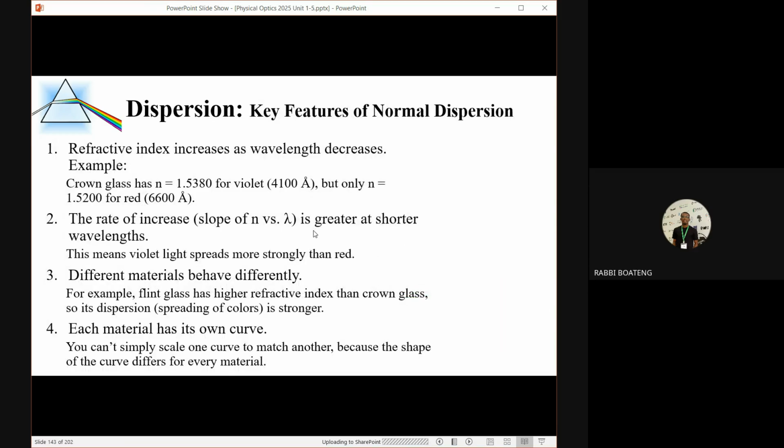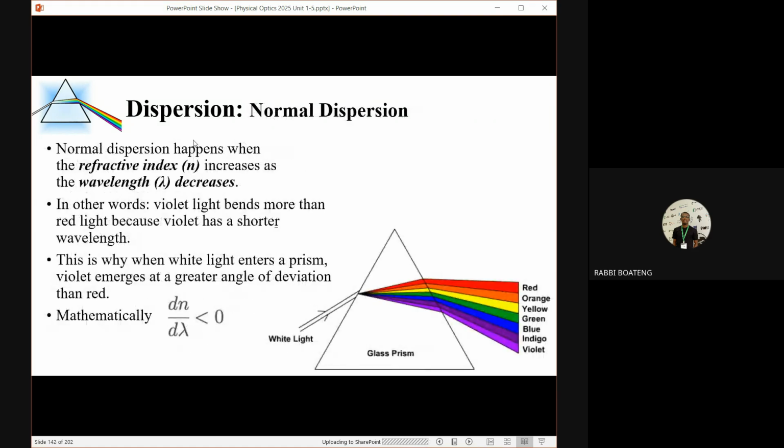Of course, we can look at some key features in normal dispersion. Any time we're talking about normal dispersion, the first thing I mentioned is that refractive index increases as wavelength decreases. It's the first thing I've mentioned in the slide here: refractive index increases as wavelength decreases.